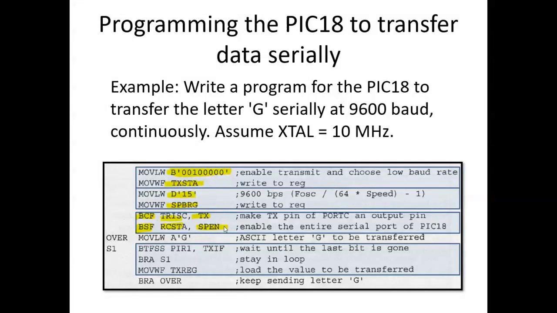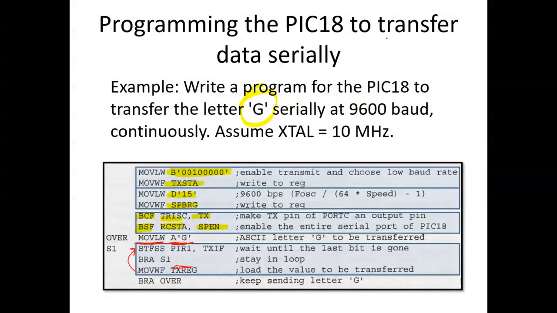So now, what is the program? We want to send the letter G serially. How to send the letter G? We have to load the ASCII code of the letter G. So move LW, the ASCII code of G, and then we can use directly move WF TX. But here we are waiting for the flag. So we can use this program, it's better. So we can use move LW followed by move WF TX, and then we can wait for the flag.